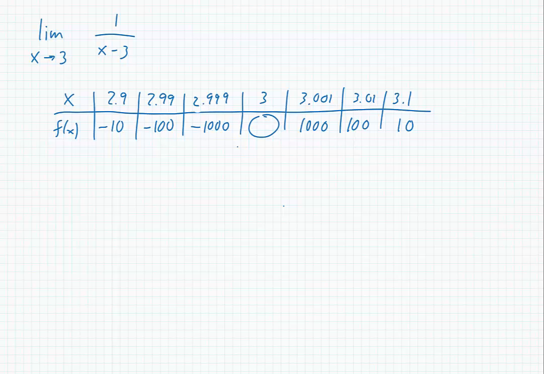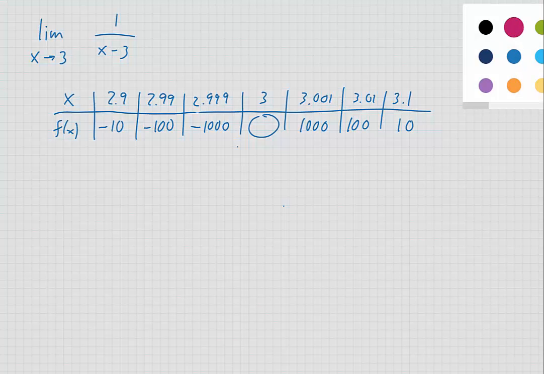But the fact that we're not approaching any single number from left and right, at this point we've got negative 1000 on the left and we've got positive 1000 on the right. If we went closer and added decimal places, it looks like from the pattern we'd end up with negative 10,000 and positive 10,000. We're just going to get further and further away. So that implies that this limit does not exist.